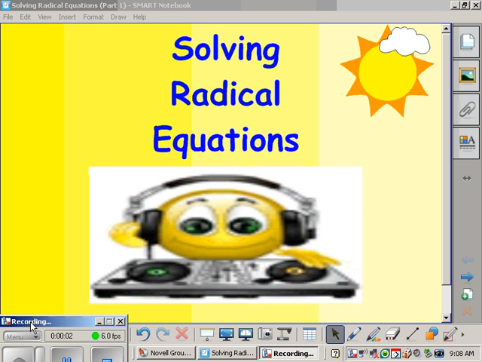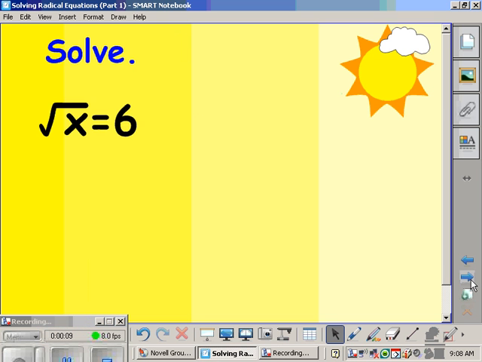In this lesson, you will learn how to solve radical equations. Let's take a look at an example to better understand this concept. This is a radical equation because it has a radical symbol in it, which is simply a square root sign. So what you are trying to do is figure out the value or values of x so that the square root of that number will equal 6.